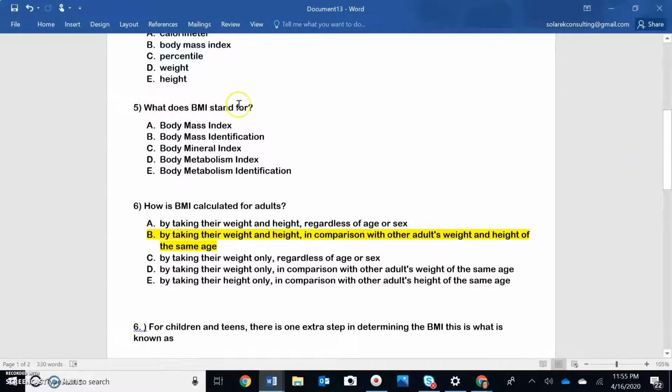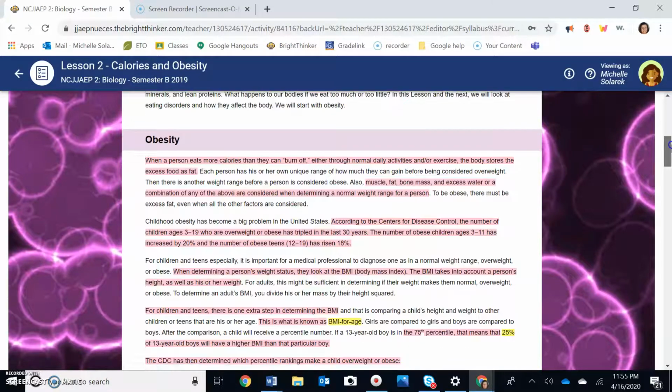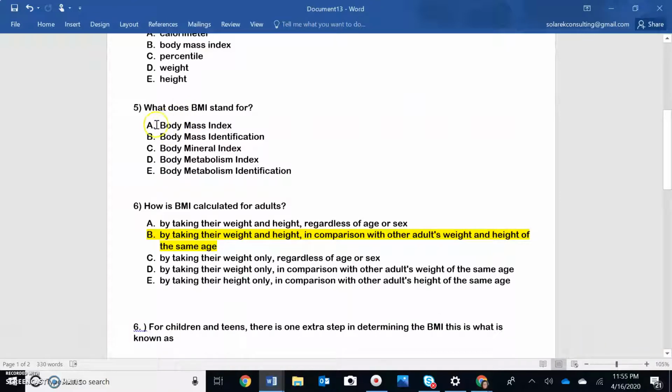What does BMI stand for? Was it body mass index? Was it body mass identification? Let's go take a look. BMI, and I don't even think I did this one highlighted, but BMI stands for, it's right here, body mass index. Back to our question. Okay, guys, we're almost done. There's a lot of A's today.